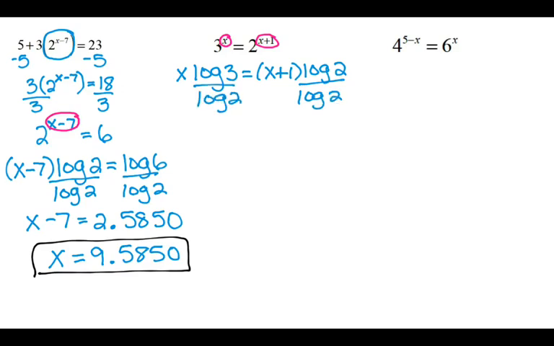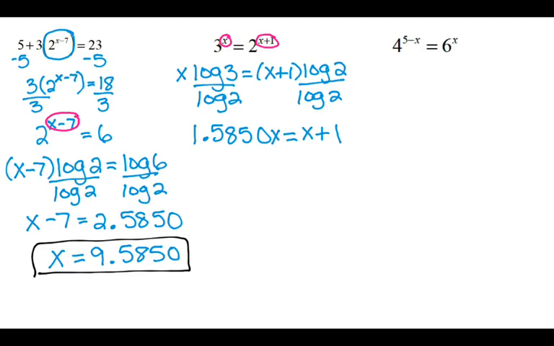So instead, I'm going to divide both sides by log of 2. Now, log of 3 divided by log of 2 is just some number, which I am plugging into the calculator right now. And that gives me 1.5850 equals x plus 1. Oh, I forgot my x. Let me fix that. So 1.5850x equals x plus 1.